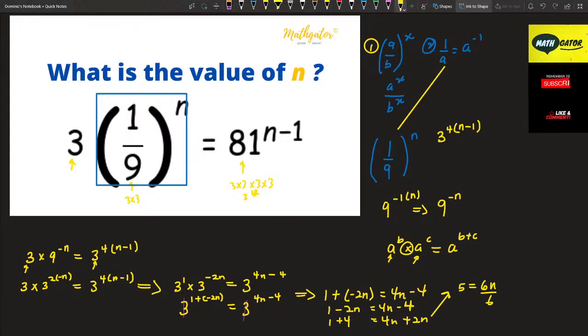So we have 5 here, and then we have 6n. Okay. We divide both sides by 6, and then we cancel. So this will be 5 over 6 equals n. So the value of n is actually 5 over 6.